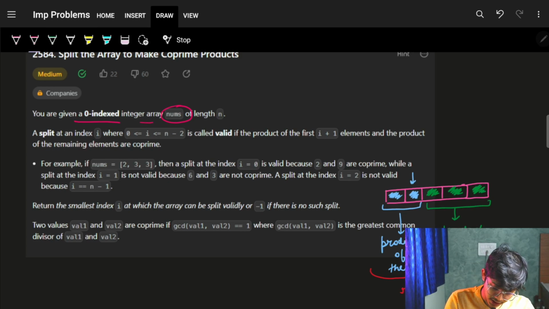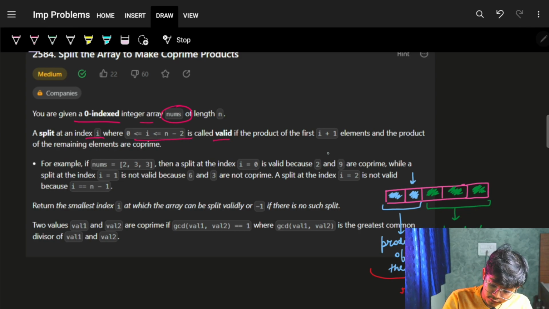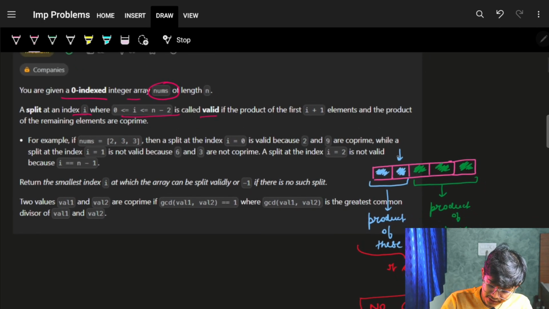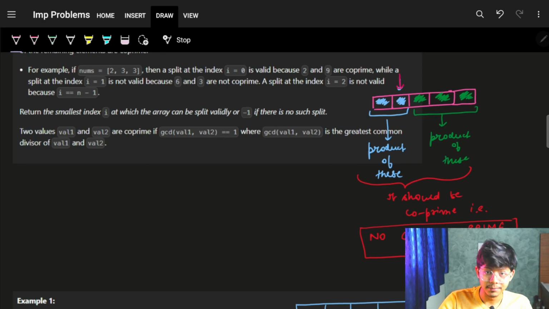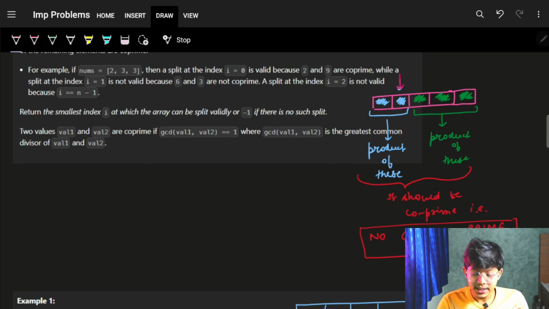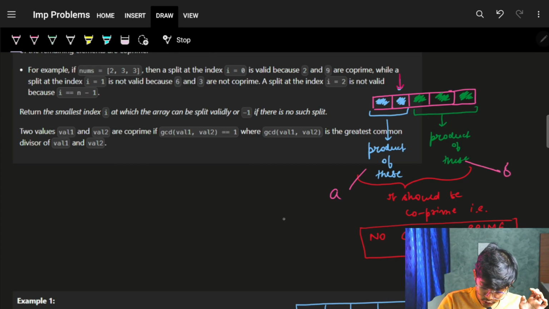We are to split at the index I, where I is from 0 to n minus 2. It is valid if the product of the first I plus 1 elements and the product of the remaining elements are coprime. I'll show by example. If this is a particular array, I split at this particular index I. You can see the product of the blue elements and the product of the green elements need to be coprime. Let's say the product of one part is A and the other is B. So A and B are coprime.